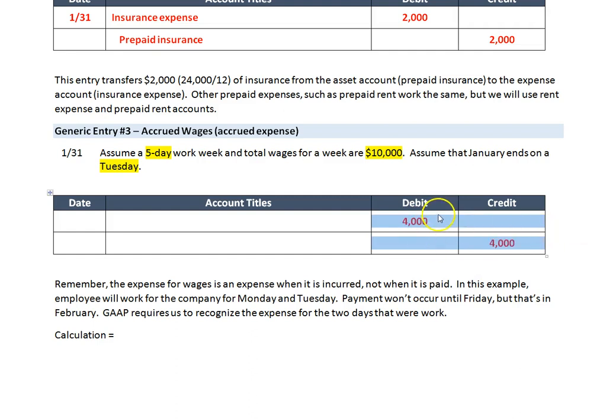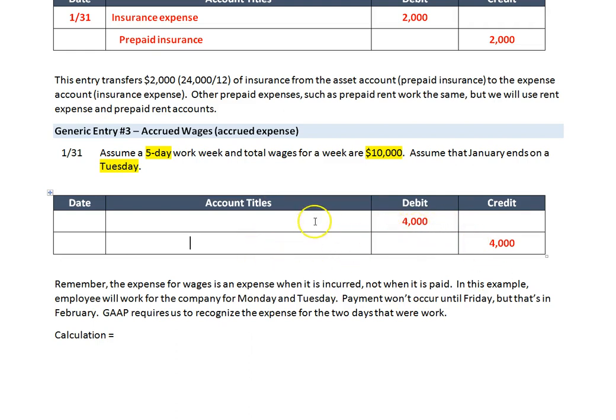The workers have earned 4,000. They worked for us in January. We owe them this money. They're not going to get paid until their normal pay date. We don't pay them early just because it's the end of the month. We do the accounting this way because payroll is just going to pay them on Friday. They always pay them on Friday.